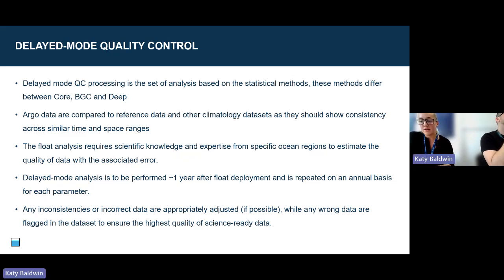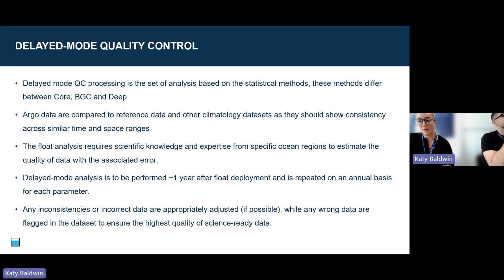It's been recommended that delayed mode data inspection is carried out on a 1 year long record, so that sudden jumps in calibration may be distinguished from long-term drift or water mass property changes. This imposes a minimum of a 6-month delay on the availability of the delayed mode data.